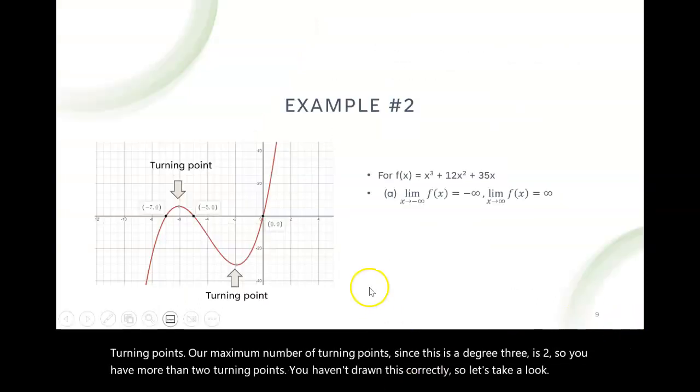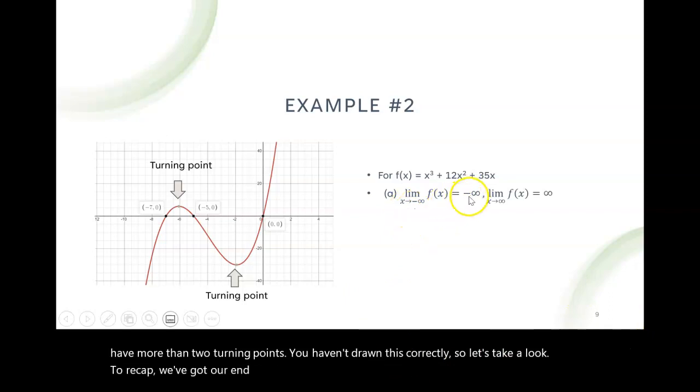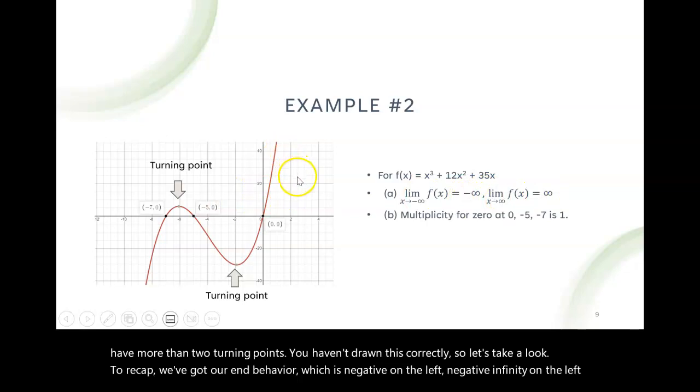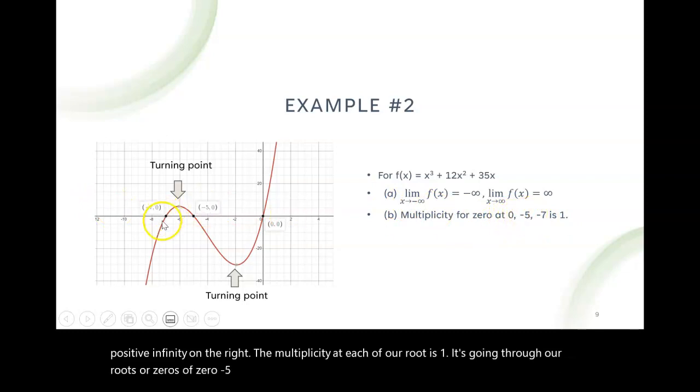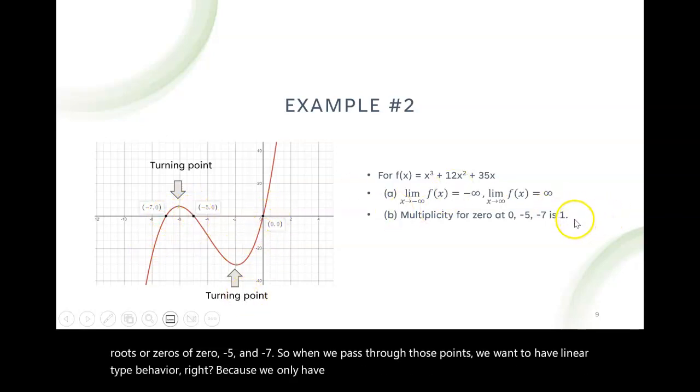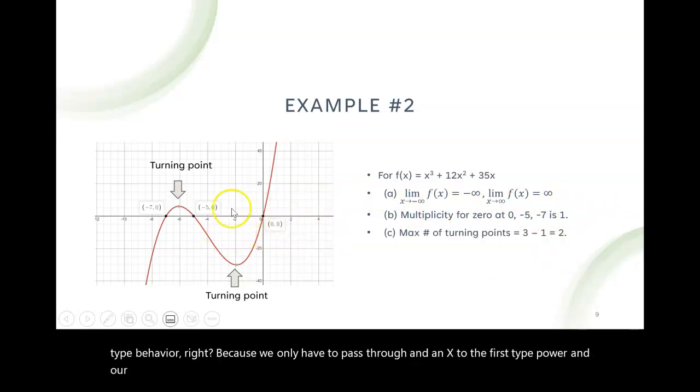So just to recap, we've got our end behavior, which is negative infinity on the left, positive infinity on the right. The multiplicity at each of our roots is 1. Our zeros are 0, negative 5, and negative 7. So when we pass through those points, we want to have linear type behavior, right? Because we only pass through with an x to the first power type behavior. And our maximum number of turning points is 2.